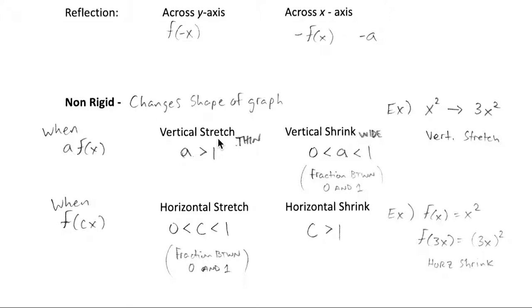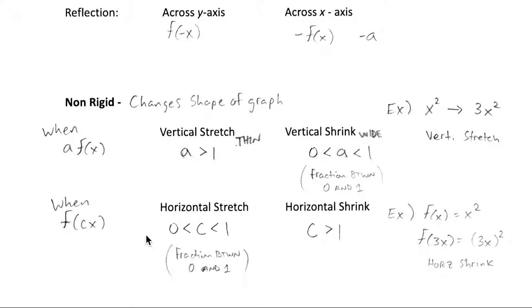The non-rigid transformations are those stretches or shrinkages. That's a weird word. Expansions or contractions is another way of thinking about it. That's where we change the shape of the graph. It gets thinner or wider. If we have that a value in the front that's greater than 1, that's going to make the graph thinner or stretch it vertically. If that a value is a fraction in between 0 and 1, that's going to widen or crunch our graph.